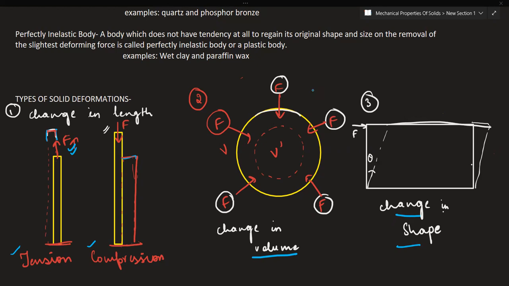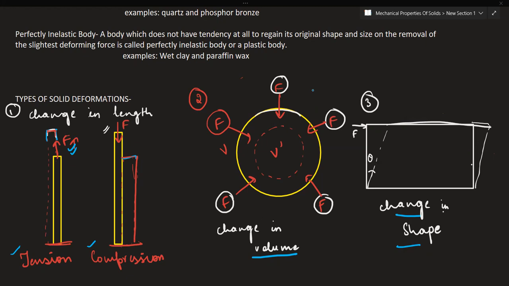I was saying that the deforming force produces various types of deformations. Not only in length that we have seen, it produces change in length as well as volume as well as shape. If the deforming force increases the object's length, for example, this wire, if I apply a force in the upwards direction, that would increase its length. That is known as tension.